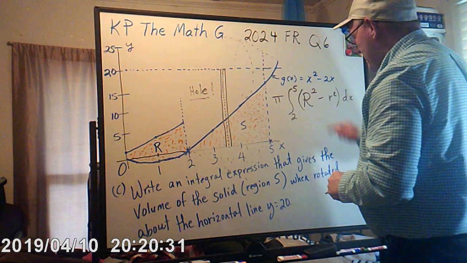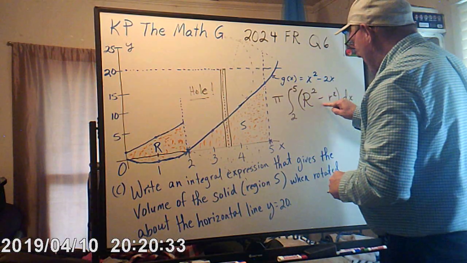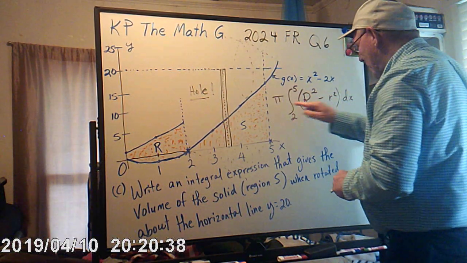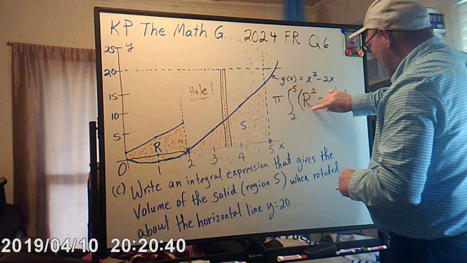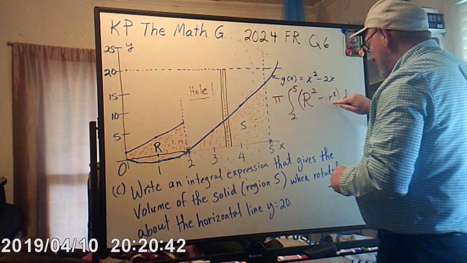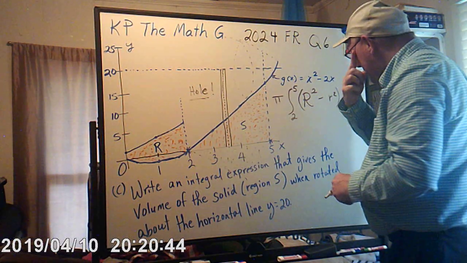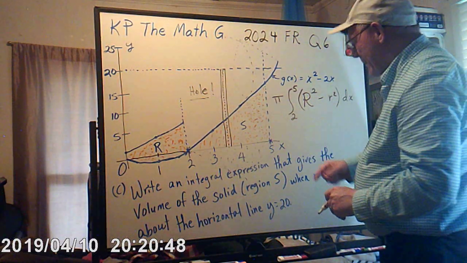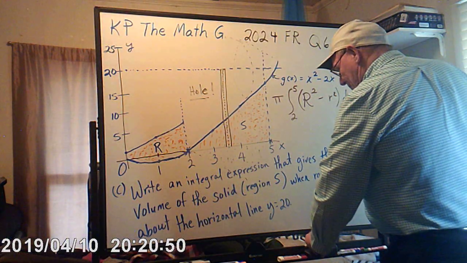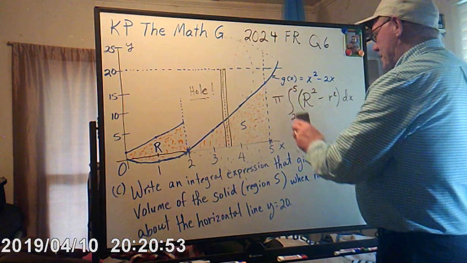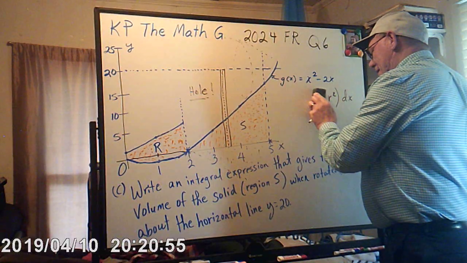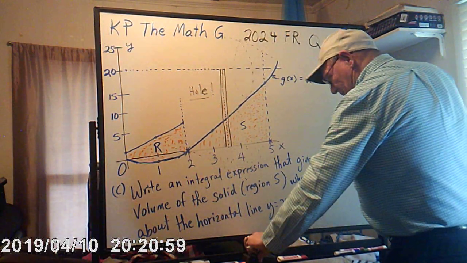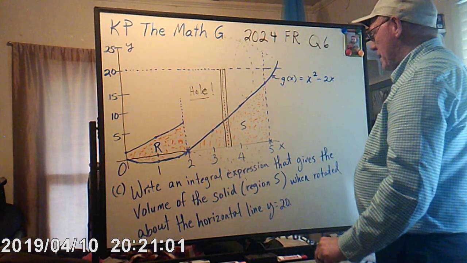Alright, so big radius squared minus little radius squared times delta x. Pi r squared, big radius squared minus little radius squared, delta x. But now let's at least get it set up here. For lack of room, I'm going to just go ahead and erase this, and we're going to try our best to fill this in. Okay?